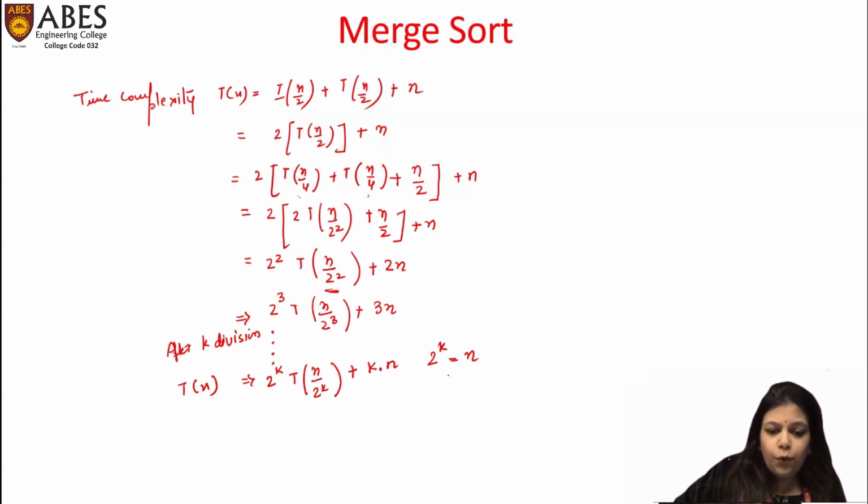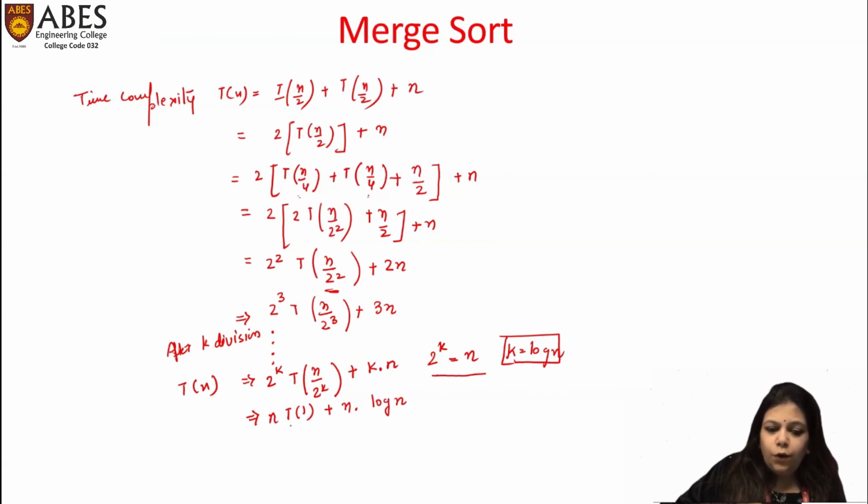So taking log on both sides, we will get k is equal to log n. Now we are going to simply replace these values. 2 raised to the power k can be replaced by n, and this will become t(n) upon n. So that means this will become t(1) plus n, and k can be represented as log of n.